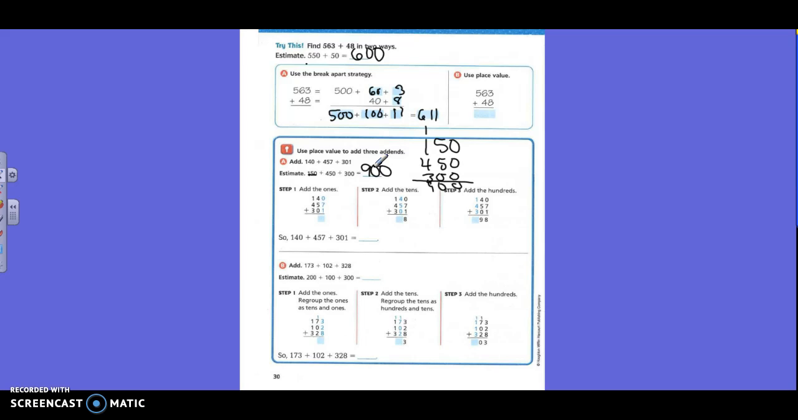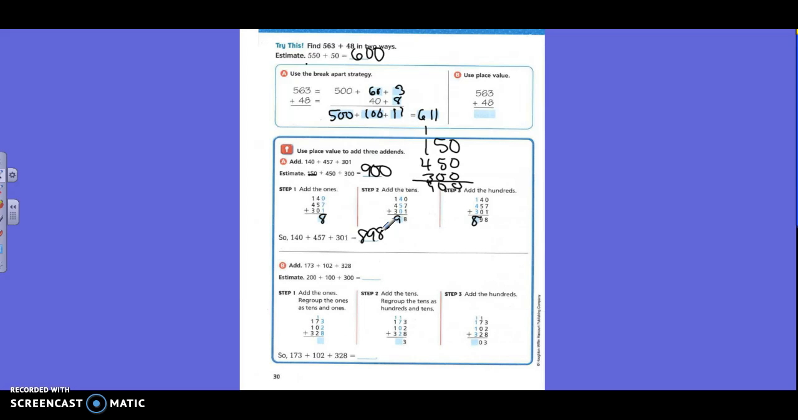Now you're going to not estimate anymore. You're finding the real answer for the real question. 140 plus 157 plus 301. Add the ones first. What's 0 plus 7 plus 1? 8. Okay, 8. Now, step 2. What's 4 plus 5 plus 0? 9. What's 1 plus 4 plus 3? 8. So what's the answer? 898. Is 898 close to 900? Yes. So our answer is reasonable.